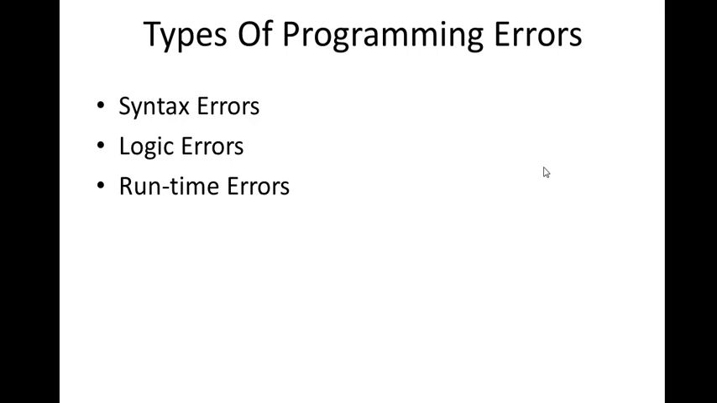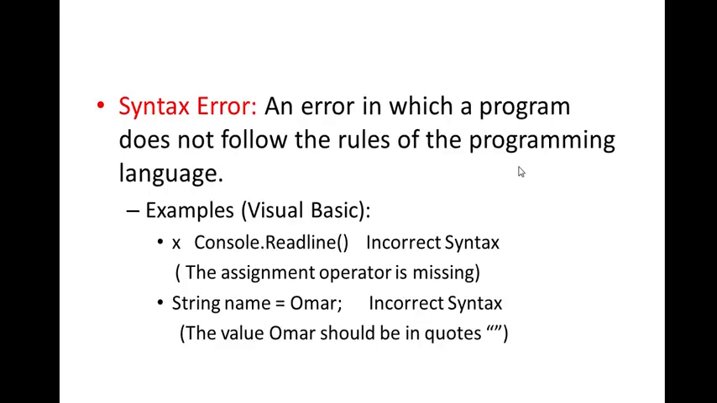Okay, types of programming error. There are three types of programming error. There is the syntax error, logic error, and the runtime error. Now, the syntax error is an error in which a program does not follow the rules of the programming language.